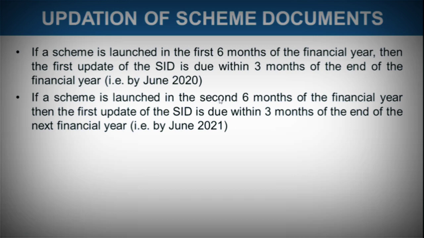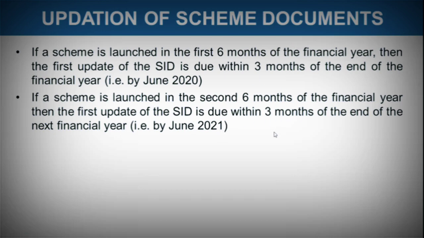Now, if a scheme is launched in the second 6 months of the financial year, then the update would be due within 3 months of the end of the next financial year. So it would go in June 2021. Just keep this in mind and you'll get an idea. Take a year as the financial year. In this statement, the year mentioned is from 1st April 2019 to 31st March 2020. And this is how it works.